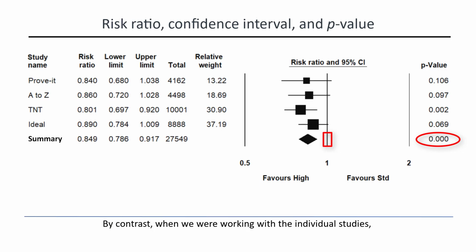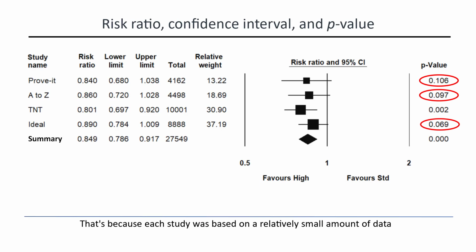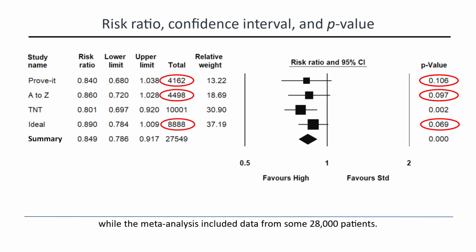By contrast, when we were working with the individual studies, 3 out of the 4 studies yielded results that were not statistically significant. That's because each study was based on a relatively small amount of data, while the meta-analysis was based on substantially more data. Each study included data from 4,000 to 10,000 patients, while the meta-analysis included data from some 28,000 patients.